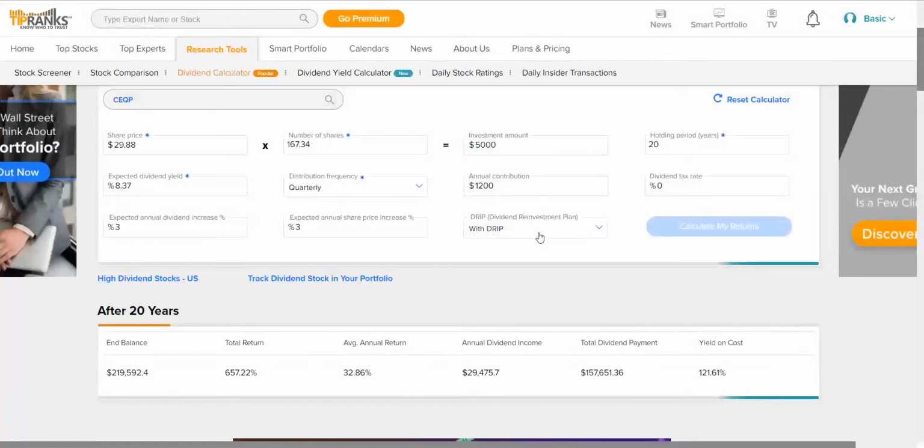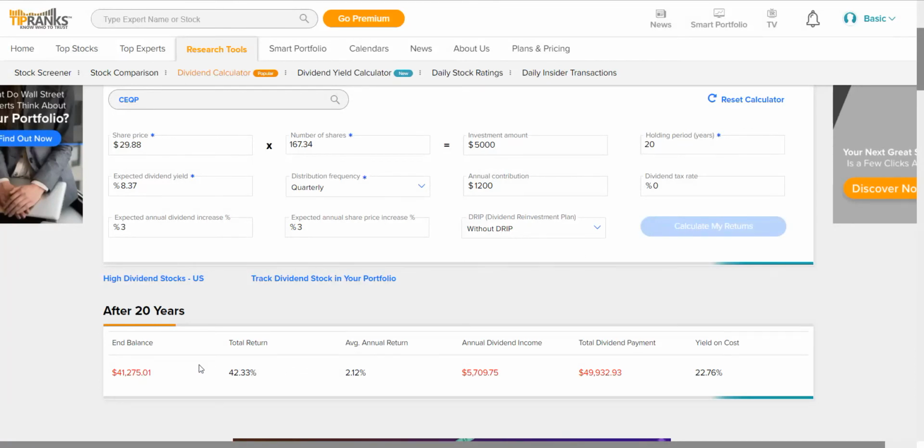Now, if we do not reinvest this money, so let me go back and unselect this and recalculate this. You can see that by not reinvesting your money, you now only have $41,000 at the end of 20 years, and your dividend payout is only $5,709. So that is a huge change.